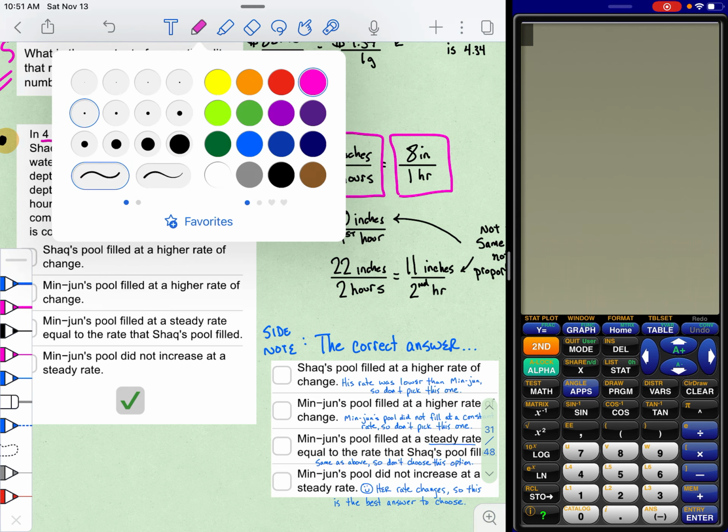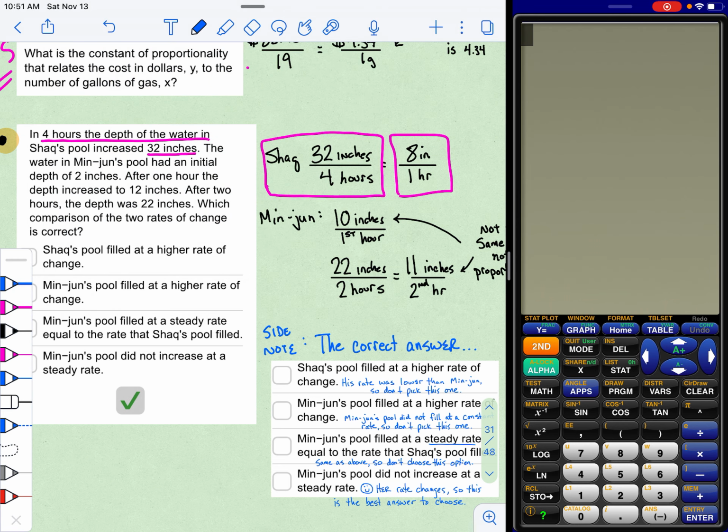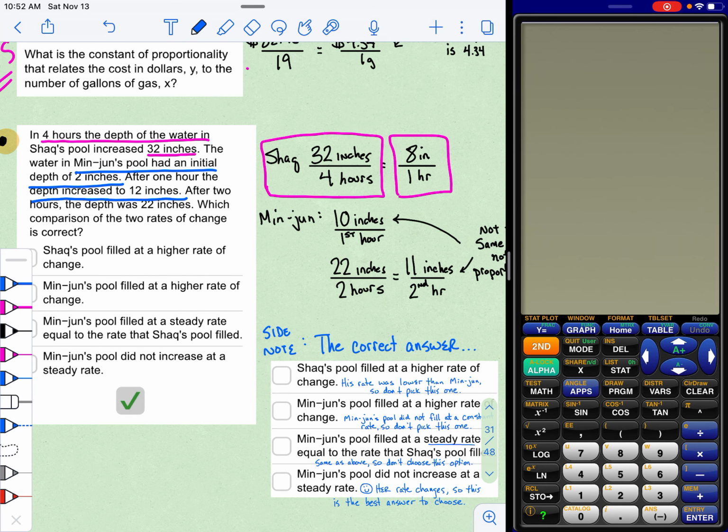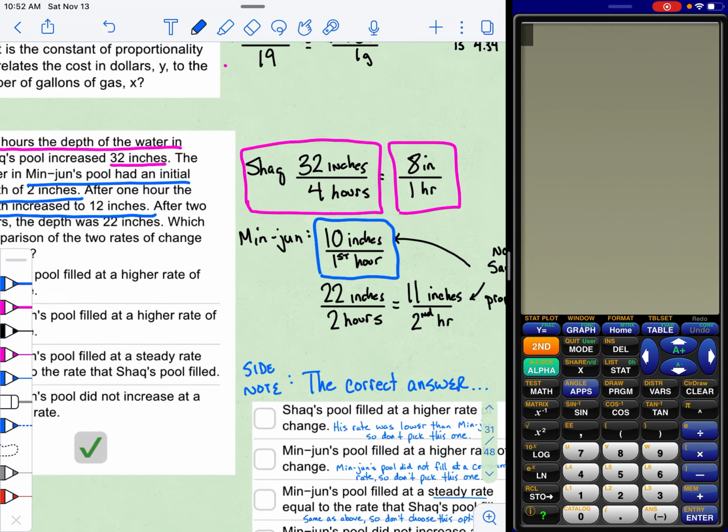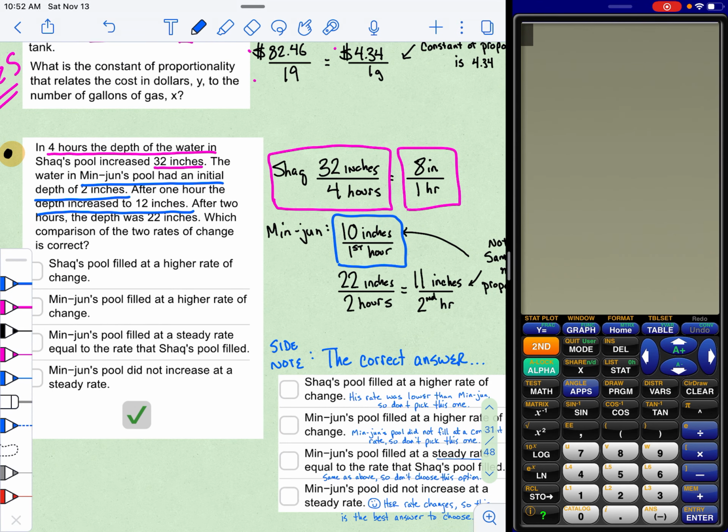Now we have this other person. I'll do a different color pen here. Minjun's pool had an initial depth of 2 inches. So they started out with some water in it. After 1 hour, the depth increased to 12 inches. It went from 2 to 12. So look at what we have here. From 2 to 12, it went up 10 inches in the first hour, right? It started with 2, went to 12. Then it says, after 2 hours, that's one more hour on top of this, the depth of the water was 22 inches. So it went from 12 to 22.